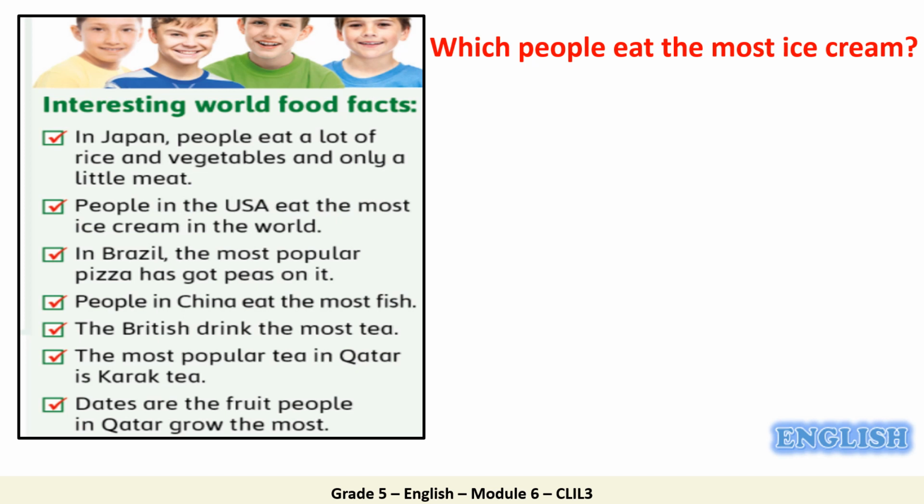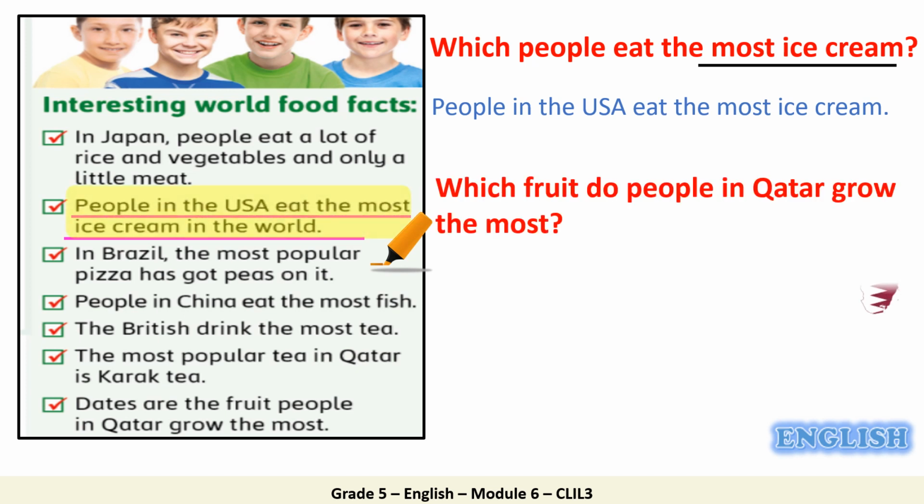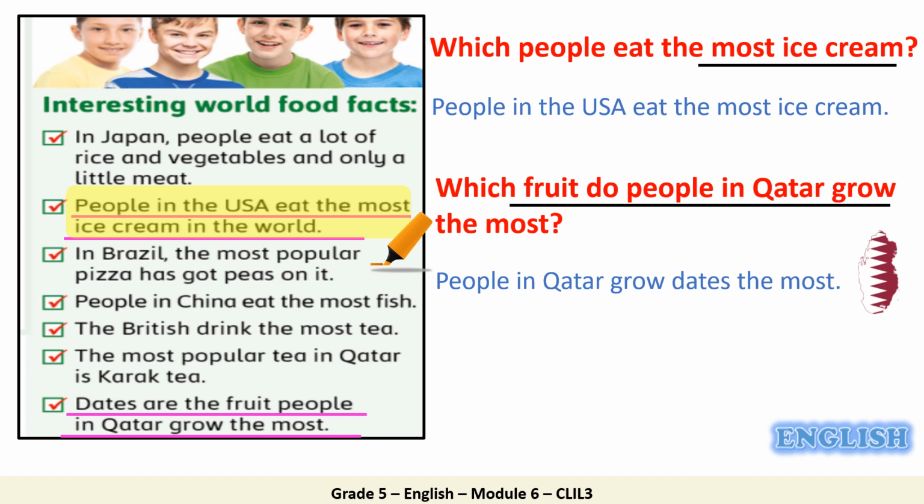Which people eat the most ice cream? People in the USA eat the most ice cream. Which fruit do people in Qatar grow the most? People in Qatar grow dates the most. Good job.